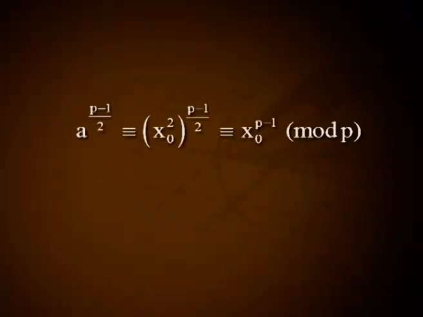Hence, a raised to (p minus 1) by 2 is congruent to (x naught squared) whole raised to (p minus 1) by 2, which is congruent to x naught raised to p minus 1 mod p, which is congruent to 1 mod p by equations 5 and 6.